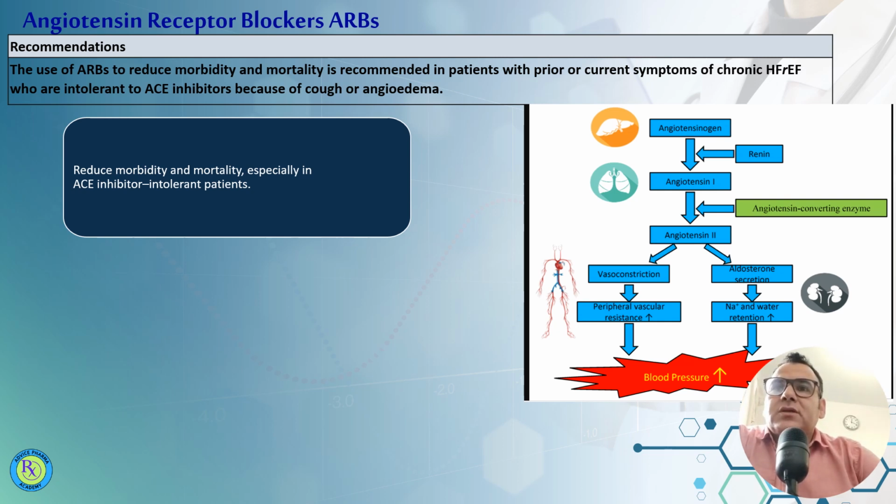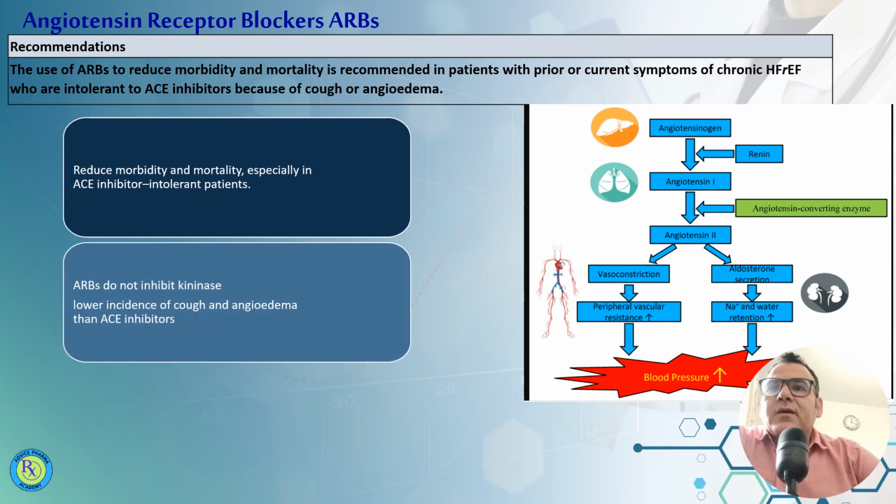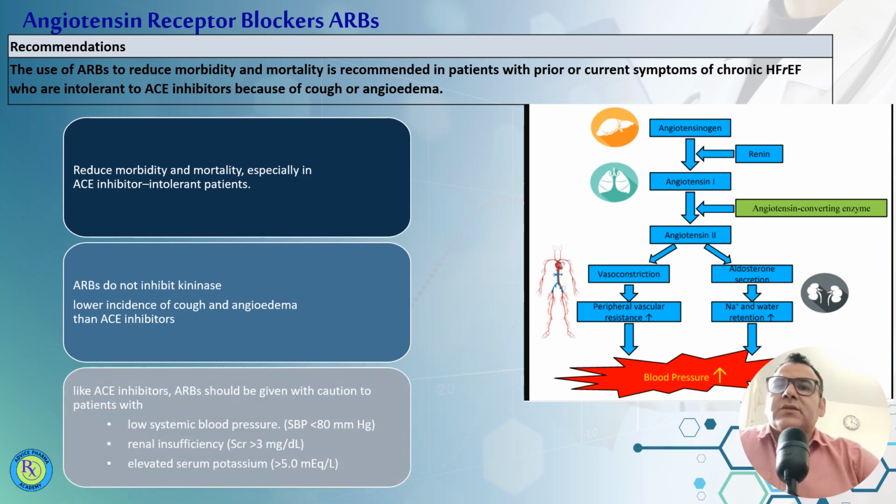So they are especially beneficial in patients who are ACE intolerant, so patients who cannot tolerate ACE if they develop dry cough or angioedema. They do not inhibit kinase, so they have less effect of cough and angioedema than ACE inhibitors. It should be given with caution also, the same cautions, with low blood pressure, with renal insufficiency, while serum creatinine is above 3, and with elevated serum potassium above 5.